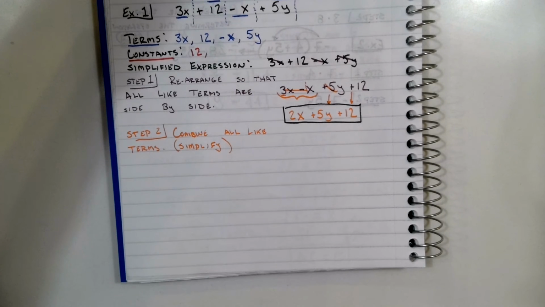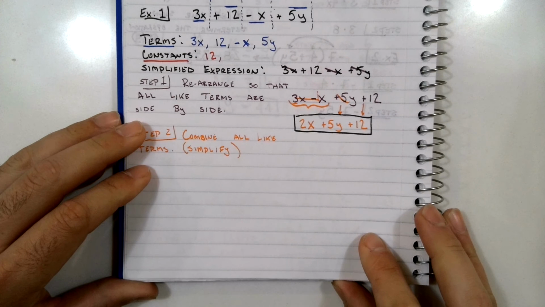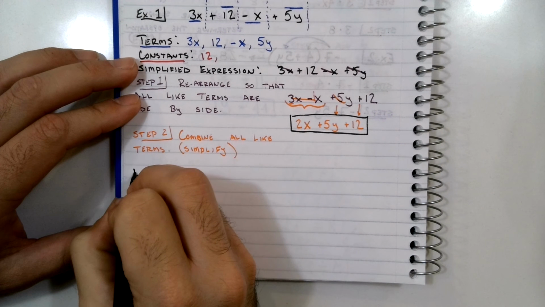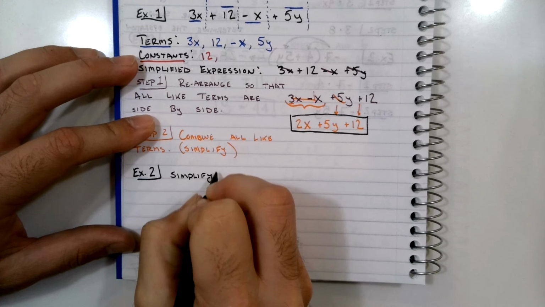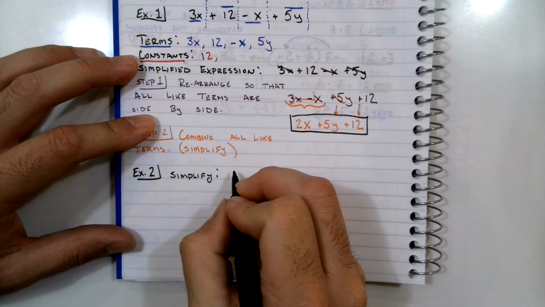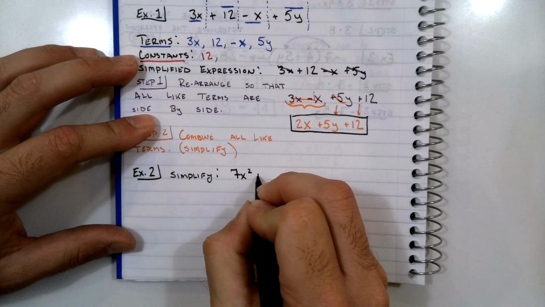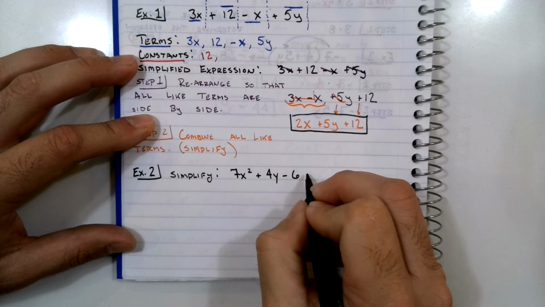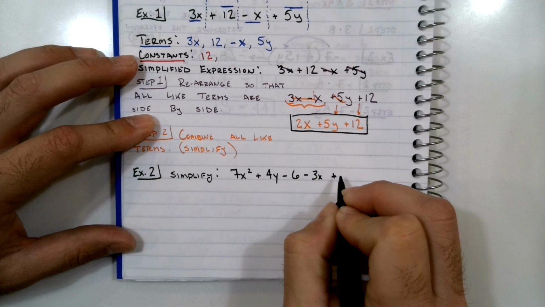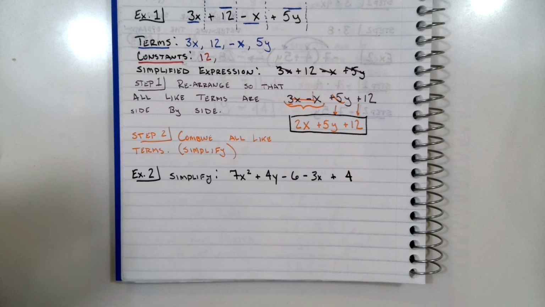Let's look at one more. Okay, so example 2. All right, what we're going to do here is we're going to simplify. 7x squared plus 4y minus 6 minus 3x plus 4. All right. Now, yes, this one is a little more complicated, but I want to get one of these examples in here because you will see these examples and they might confuse you. All it's asking us for is to simplify.